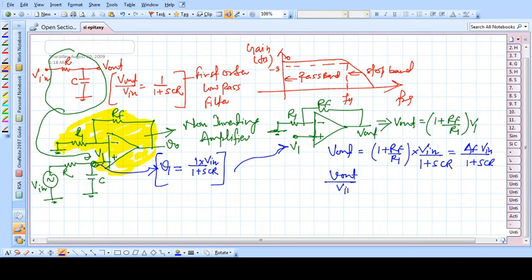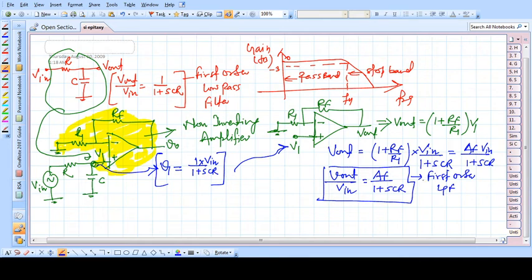So V out by V in is simply your gain. Okay, so this one is also a first order low pass filter. Why are we calling this first order? Because the roll off here is minus 20 dB per decade. So this one is your first order. If it were second order, it would be minus 40 dB, and minus 60 for the third order.